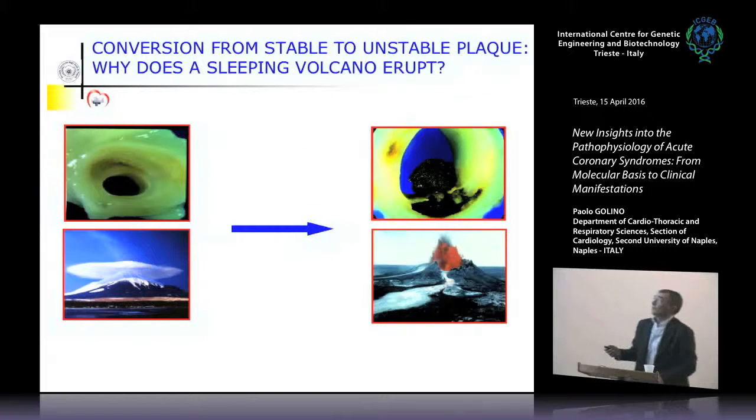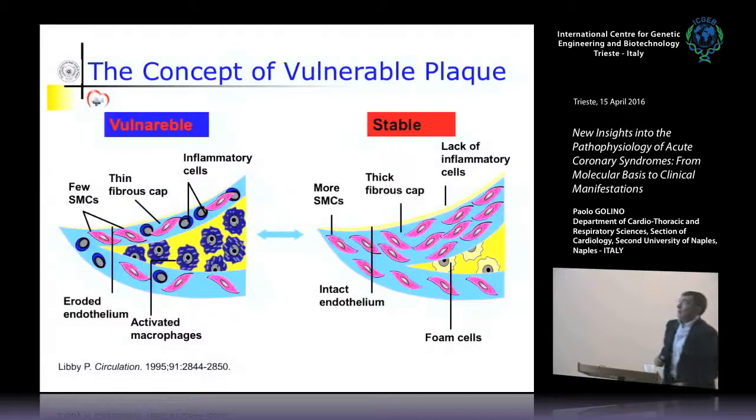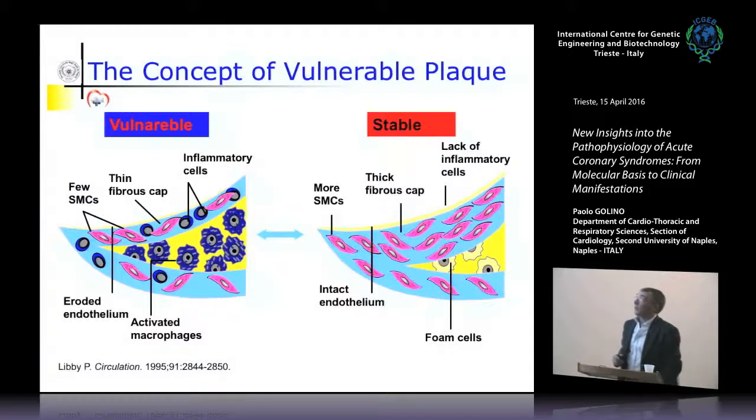So in other words, we go from this situation, a stable plaque, a complicated plaque, formation of a thrombus, and if you prefer, we can also imagine a sleeping volcano and the volcano that erupts. At this moment, unfortunately, we cannot foresee either one of these conditions, but it could be very important to set the stage to do that. From a morphological point of view, we know that vulnerable plaques are quite different from stable plaques. Stable plaques are characterized by a very thick fibrous cap.